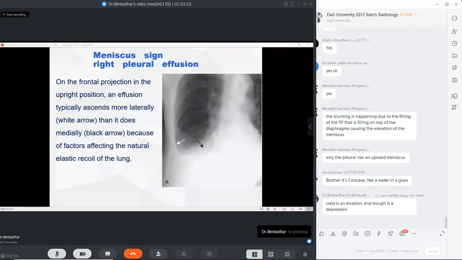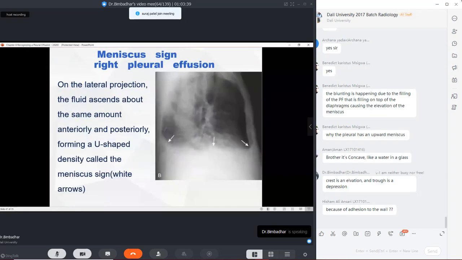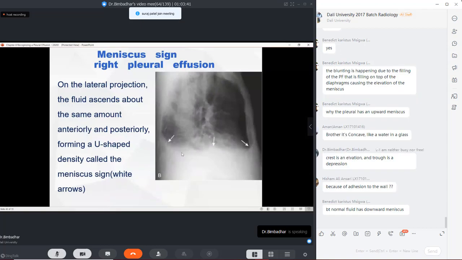You can also call it a trough, which is a depression or a U shape, and it looks the same, like, yeah, Aman has got the best explanation. It looks the same like water in a glass. You see here, in the lateral sides, both the anterior and the posterior levels are almost present at the same height. Is this clear, Benedict?